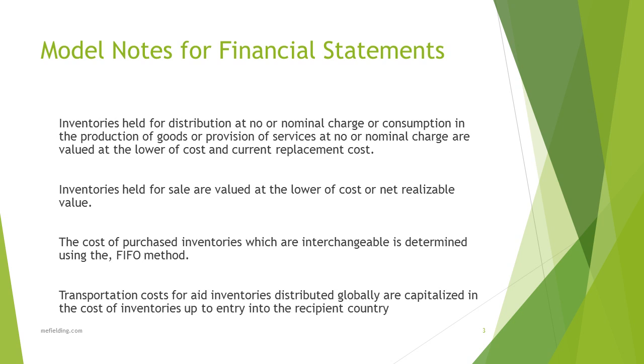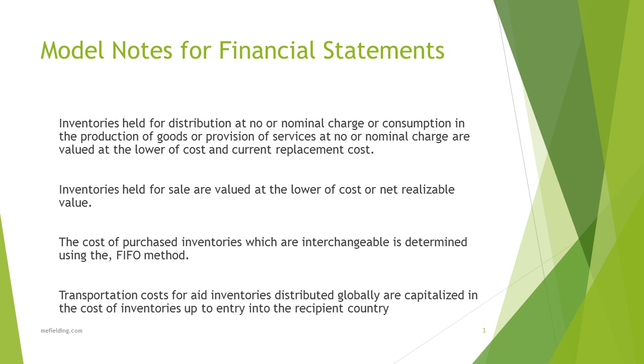So it says their inventory is held for distribution at no nominal charge, valued at lower of cost and current replacement cost. So this is clearly an organisation which is a not-for-profit or a government, not commercial. Inventories held for sale are valued at the lower of cost or net realisable value. Certainly many government agencies will have certain items of inventory or stock which they are selling and certain which are there for distribution. So absolutely very common in non-commercial organisations to have different policies for different types of inventory.